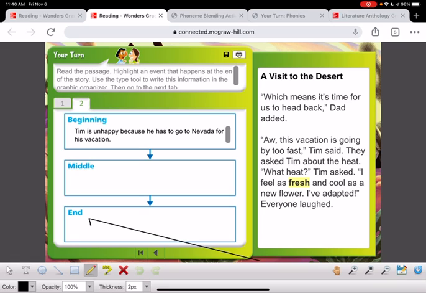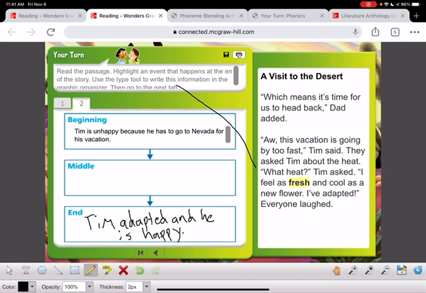All right, so what do you think our end plot is then? Well, our end plot is Tim adapted and he is happy. He learned from the desert and now he actually likes it. That's awesome. So another thing we need to talk about though is the setting.